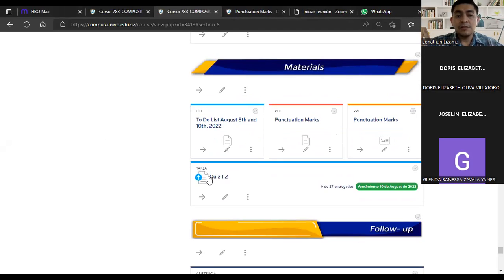Is this one quiz 1.2, and you have to upload it today, right? Before 7 p.m. This is a short quiz, just one page, but you have to analyze the questions and answer everything according to your own ideas.